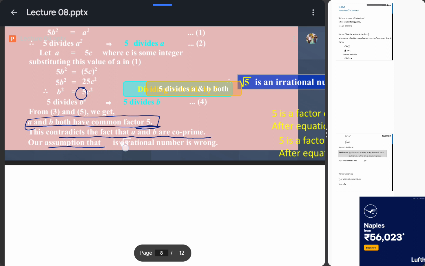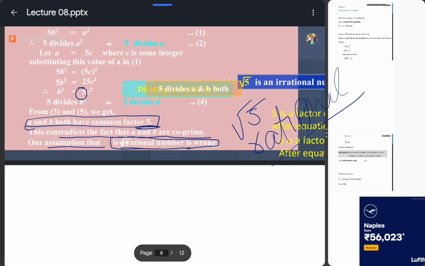Our assumption that root 5 is a rational number is wrong. We have taken in the beginning that root 5 is rational, and it is wrong now. If root 5 is rational, a and b are co-prime, so we would get 1 as the common factor. But here we get the common factor as 5.